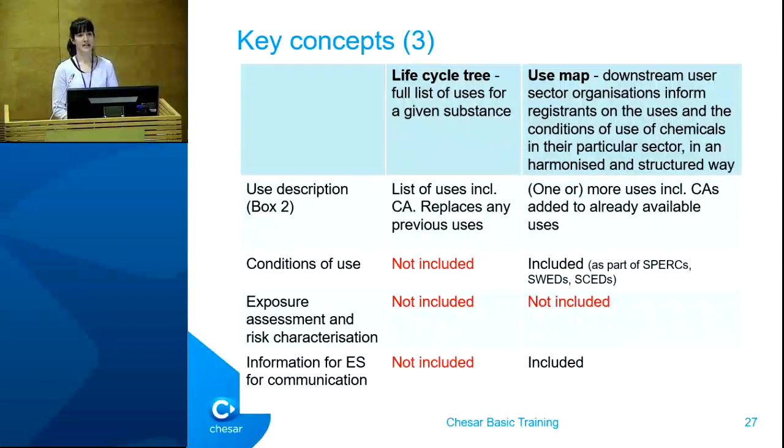But instead of importing a life cycle tree, you can import a use map. By doing so, you have the opportunity to import information not only on the uses and on the contributing activities, but also on the conditions of use, because as we saw before, the use map contains information also on the exposure assessment inputs, that are the sets of the different conditions of use. And also you import information for the exposure scenario for communication. Again, we will see how this is done in one of our exercises for this box.